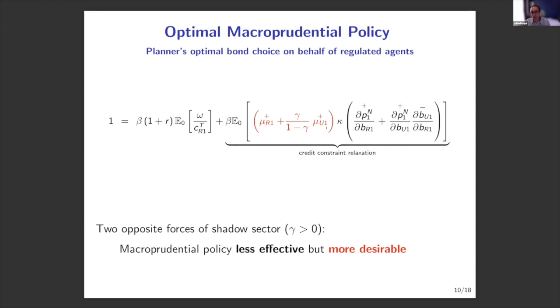And so we'll have some kind of trade-off. One element is going to speak in favor of maybe less regulation because it's less effective, but maybe more regulation because it becomes more valuable or more desirable for the planner.